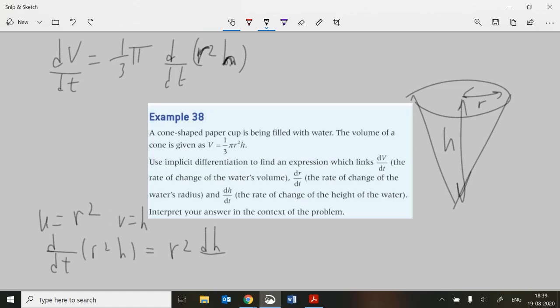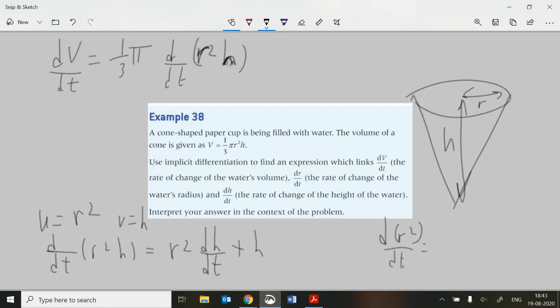Well, because v is h, we can just say dh/dt. No chain rule needed there. And so now we've got u and v dash, and now we need v and u dash. So v is just plus h, and we need to differentiate this thing here. So we need to differentiate u with respect to t. Well, it's in terms of r squared, so let's take that back and say r squared with respect to t here.